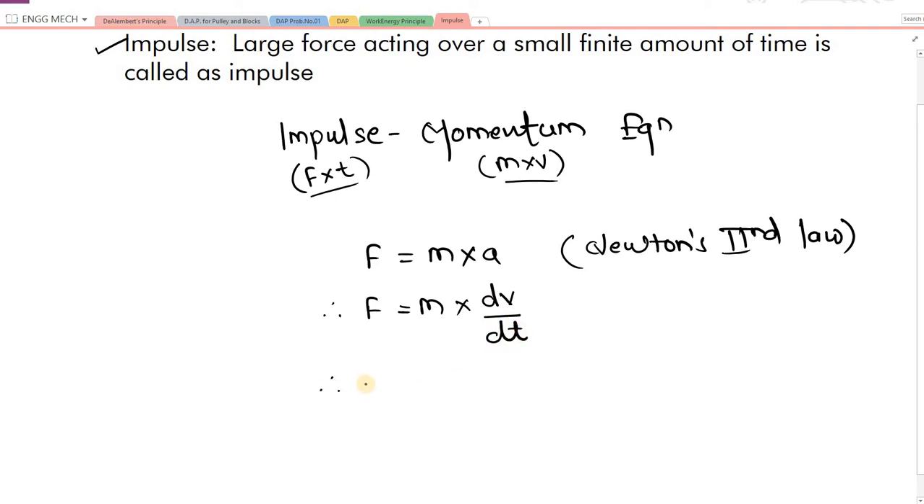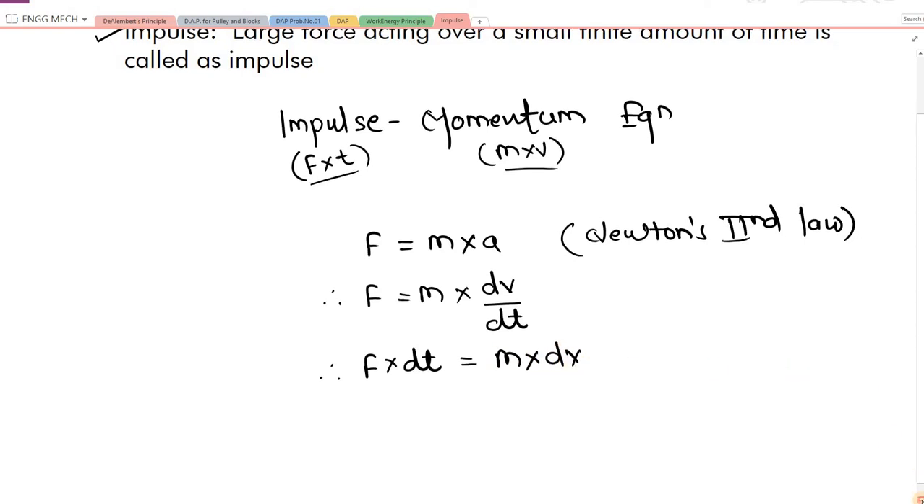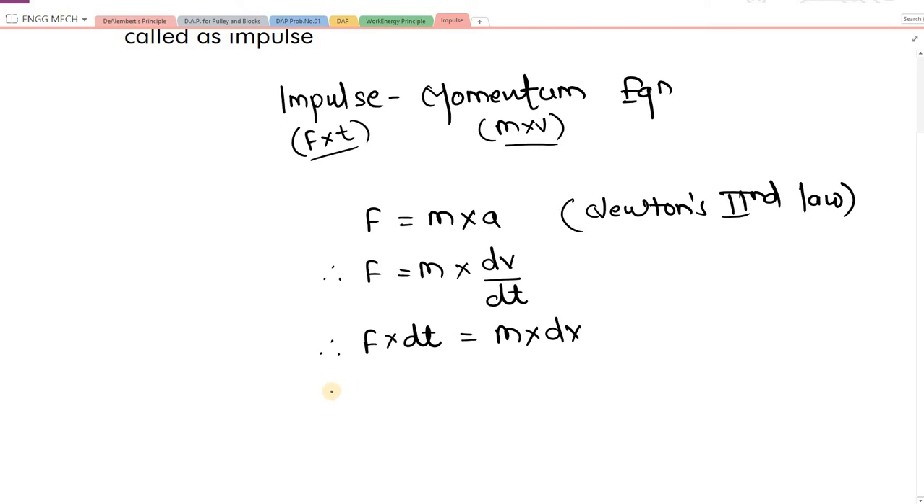Therefore, we can take this dt to the LHS. It will be f into dt is equal to m into dv. All right, so far so good. Then we will put integration signs and have those limits. f into dt, let's integrate it with respect to limits t1 to t2. Then let's integrate this RHS with limits u to v, initial velocity to final velocity.